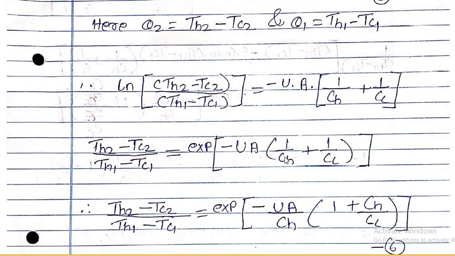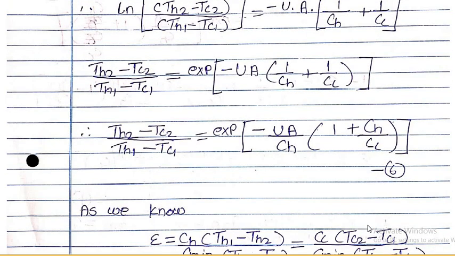From this bracket, if you take 1/Ch common, the exponential term will be -UA/Ch multiplied by the bracket (1 + Ch/Cc). From the second term also we have taken 1/Ch common, so for that purpose we have to multiply by Ch, giving Ch/Cc. That will be our equation number 6.